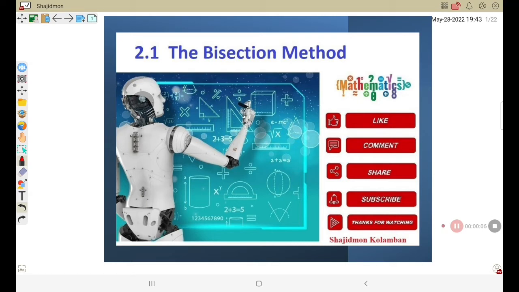Today we are discussing a topic, the bisection method, from Chapter 2 of the course Mathematics for IT.